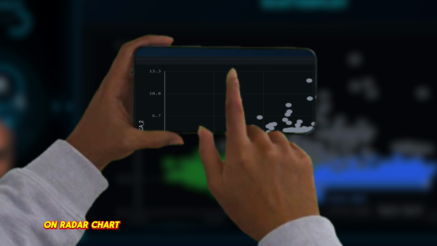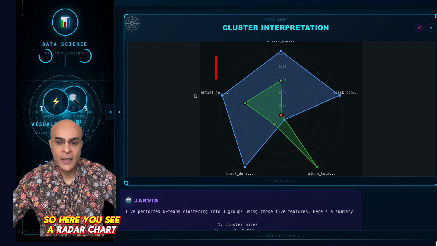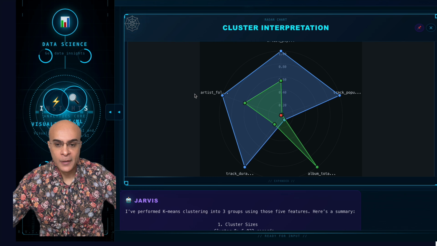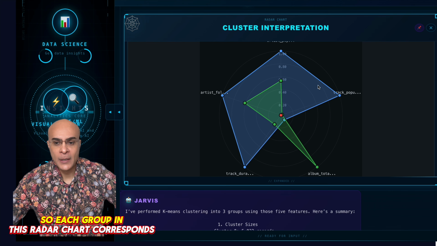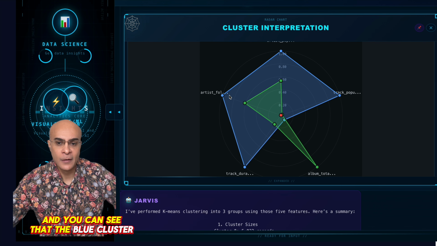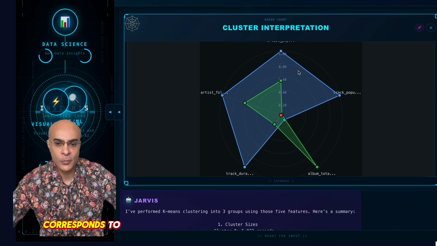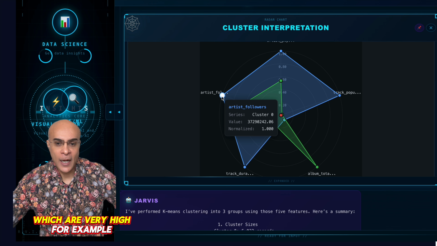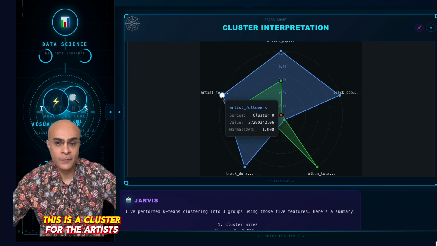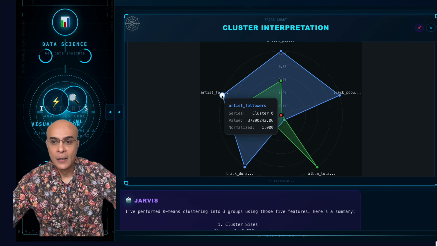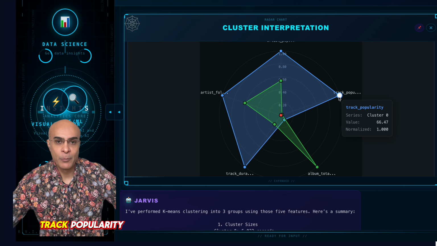on radar chart. So here you see a radar chart which will help you interpret these clusters. So each group in this radar chart corresponds to a cluster, and you can see that the blue cluster corresponds to the numerical characteristics which are very high. For example, this is a cluster for the artists which have a very high number of followers as well as very high number of track popularity.